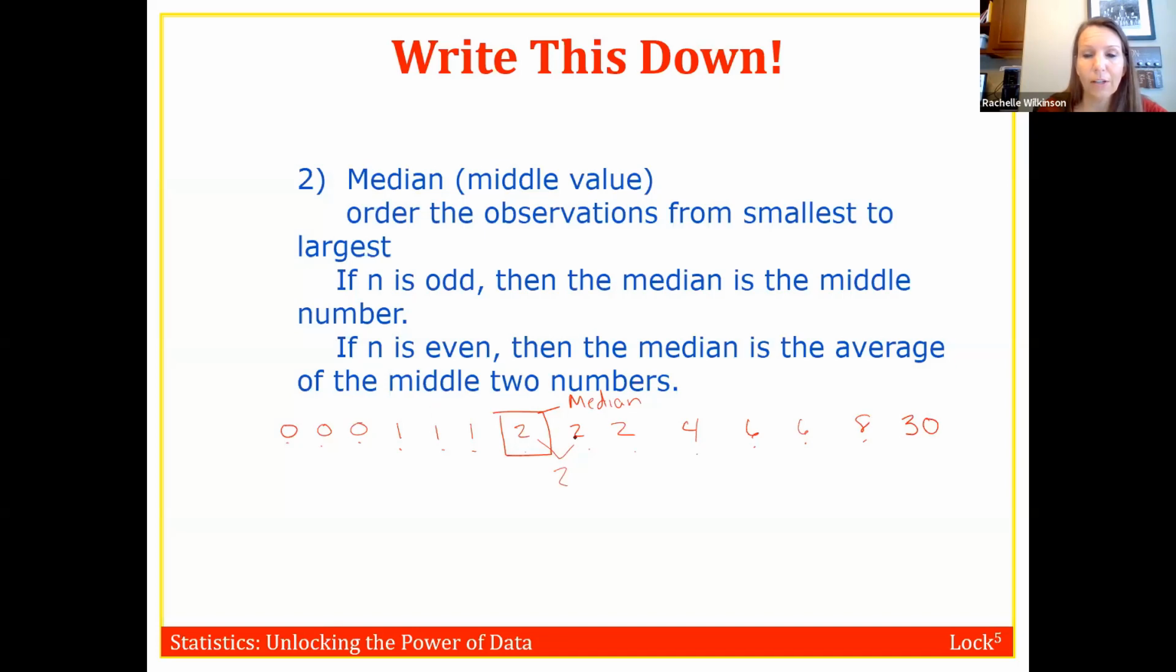Even if this didn't happen to be the exact same number, it would only affect it just a little bit, whereas with the mean, it affected it a lot. So the median is resistant.